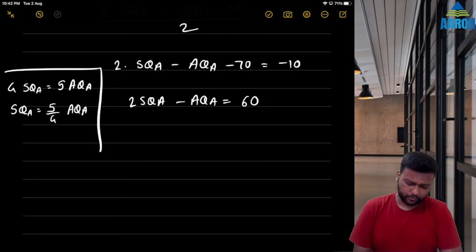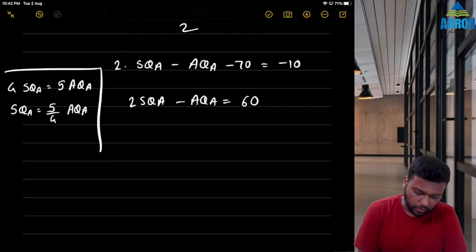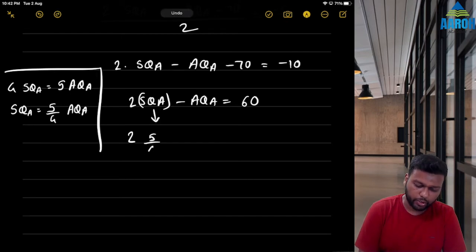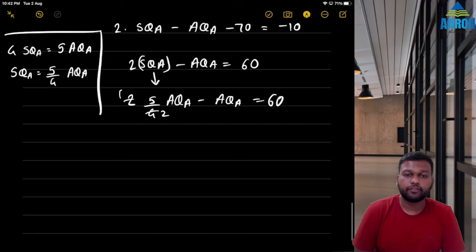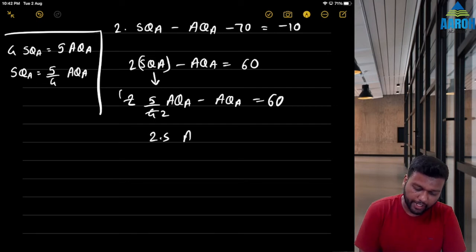Okay, let's write it then. 2 into, instead of standard quantity, I can write 5 by 4 into actual quantity minus actual quantity is equal to 60. Fine. Let's cancel this. 5 by 2 is 2.5, right? So 2.5 actual quantity minus actual quantity is equal to 60.